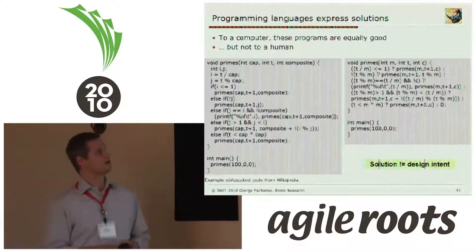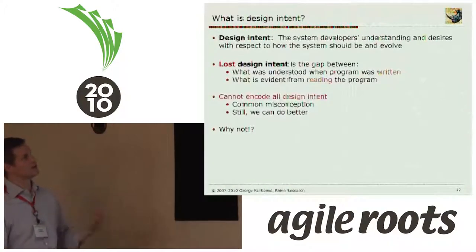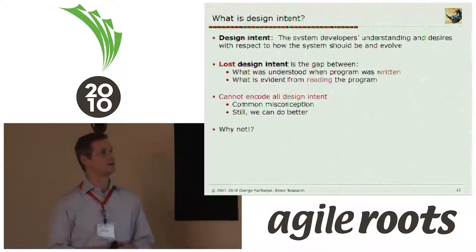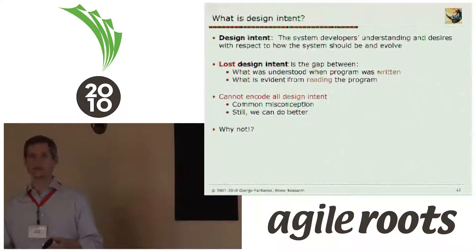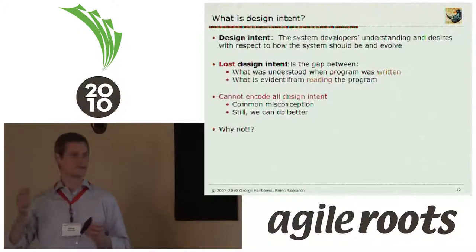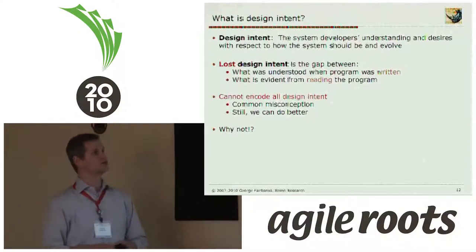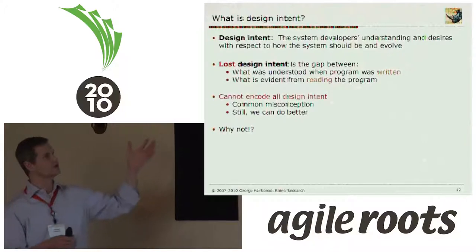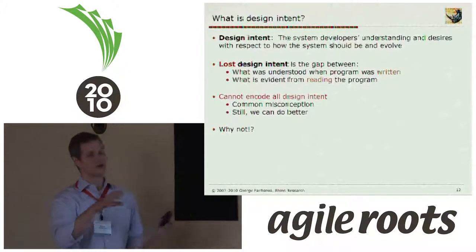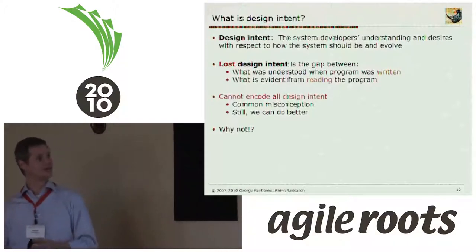So I'm going to call the design intent the system developer's understanding and desires with respect to how the system should be and how it should evolve over time. And what happens is we lose the design intent between when we're sitting here chatting and sketching on whiteboards, and then when we go and write down some Java code or some JavaScript or whatever it is, we lose the design intent. And it's the difference between what was understood when the program was written compared to what's evident from reading the program.